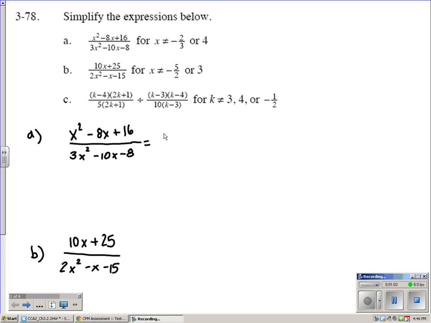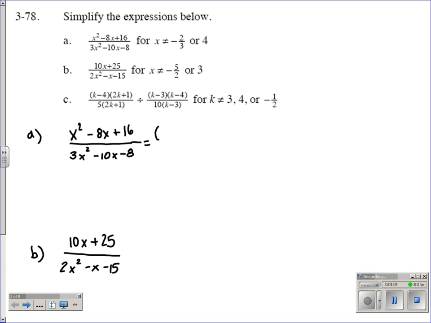X squared minus 8x plus 16. Well, that's a perfect square trinomial and should factor into the quantity of x minus 4 times the quantity of x minus 4. Now, if you can't see that right off the bat and write that out, go ahead and factor whichever way you are comfortable doing that. Now, the denominator, we need to factor it as well.